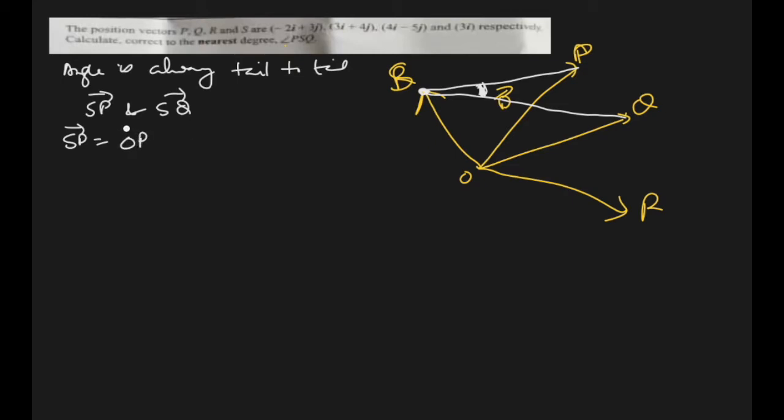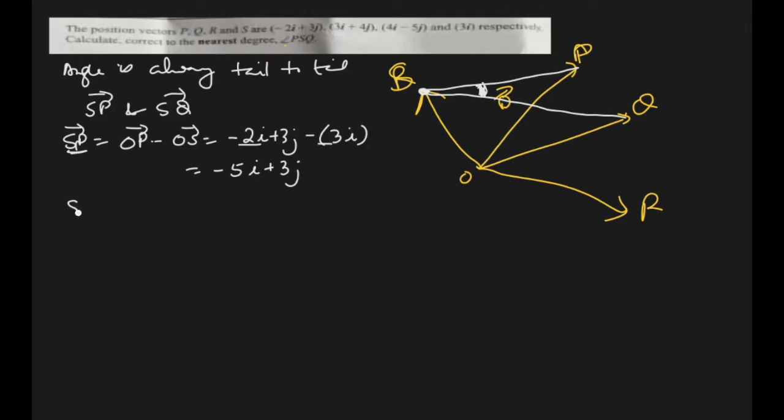SP will be OP, because the head is here: the position vector of P minus the position vector of S. We have the position vector of P as minus 2i plus 3j, minus OS, and S is the last one, 3i. So it will be minus 2i minus 3i, minus 5i plus 3j. This is the vector SP.